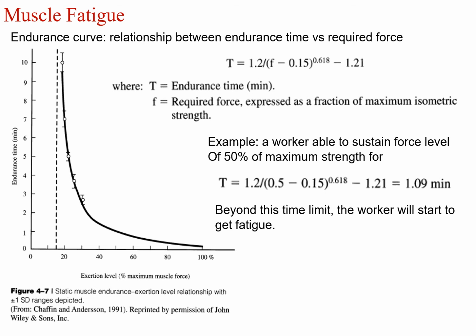The dashed line is at roughly 17.5% on x-axis. This means if a worker uses below 17.5% of his maximum strength, his endurance time limit is infinity. He won't get fatigued by the work. On the other hand, if the worker uses about 50% of his maximum strength to perform the work, after about 1.09 minutes of continuous work, he will start to get fatigued.